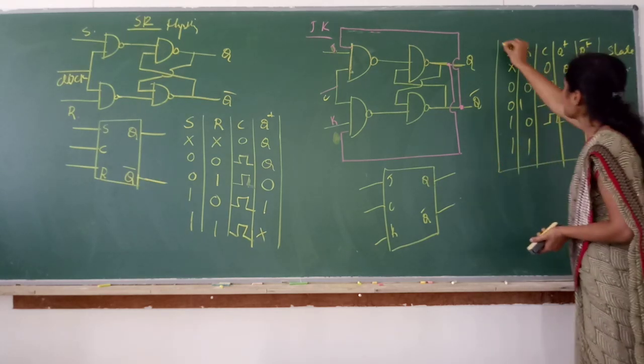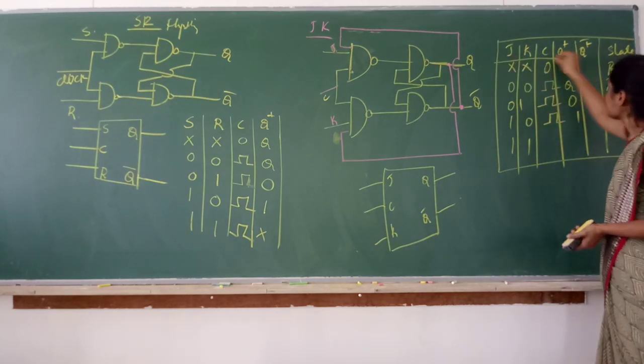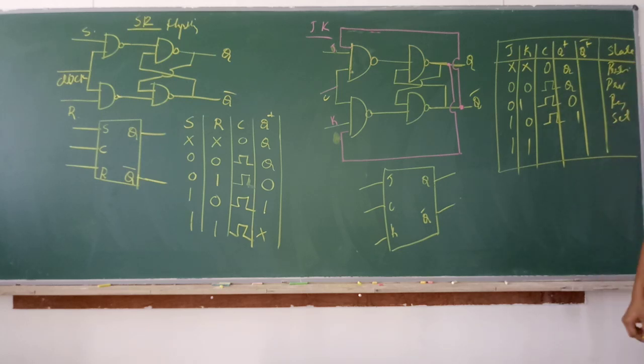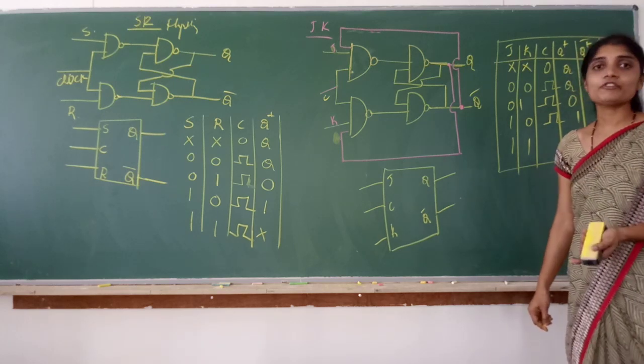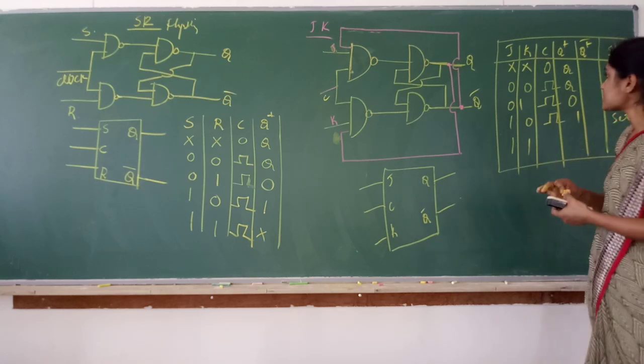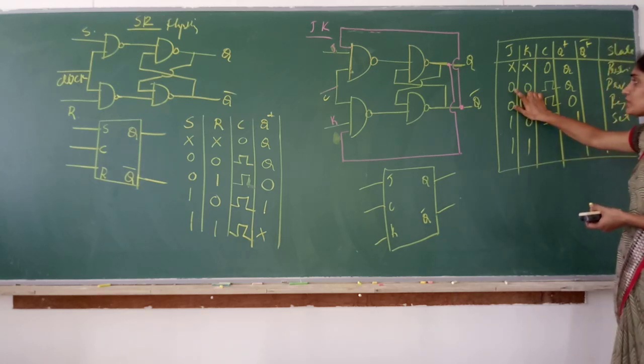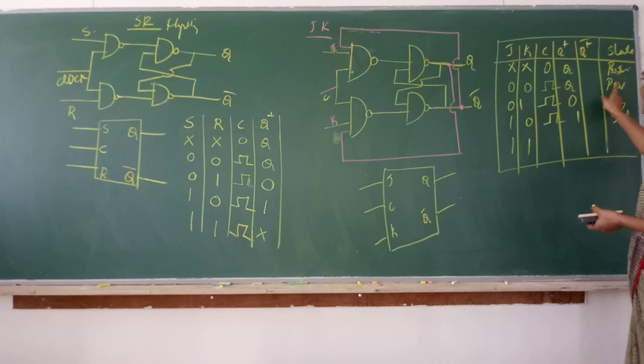Okay. So for 1, 1, what is the output of JK? JK flip-flop output next state is the complement of previous state. Try to understand. See, I'll take this example. When J is 0, K is 0, next state is the same as previous state.